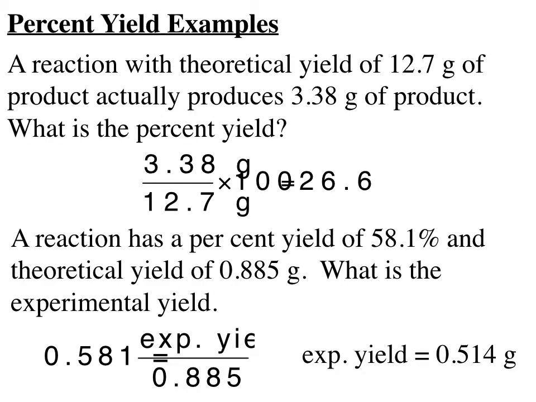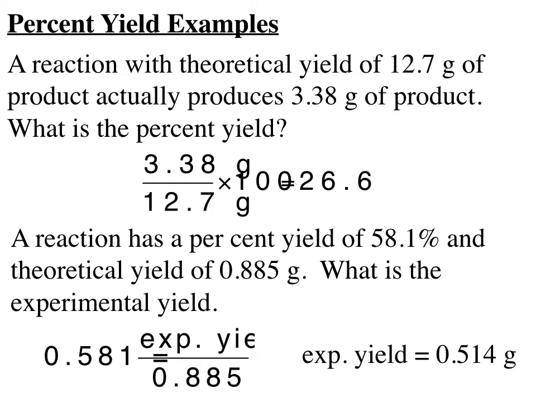Some examples using the percent yield expression. Suppose a reaction has a theoretical yield of 12.7 grams, and the experiment actually produces 3.38 grams of product. What was the percent yield? I can just divide what I actually got by what I should have got, and multiply by 100. Notice the mass units cancel. But when I multiply by 100, it really gives me a unit of percent, if you like. So this would have been a 26.6% yield.